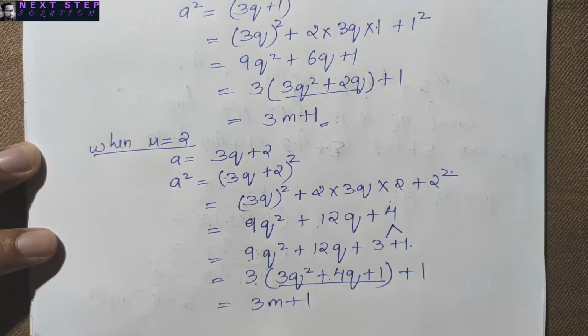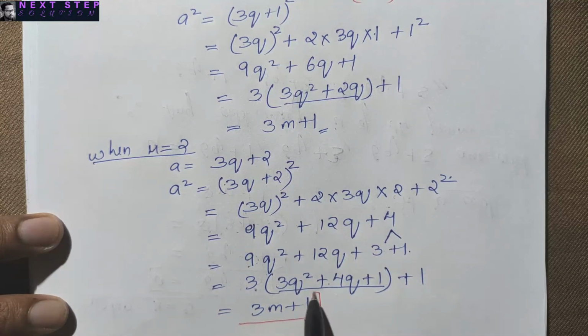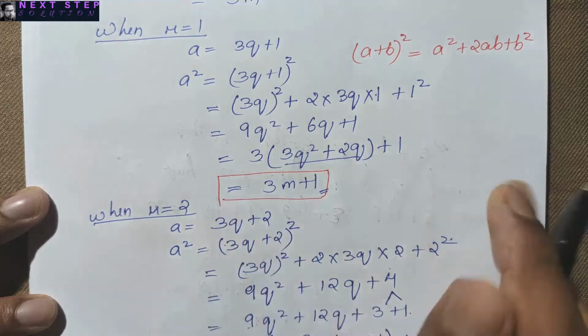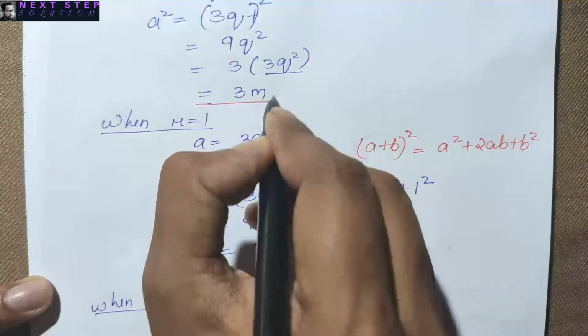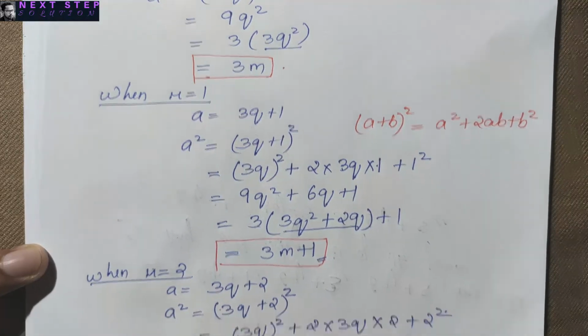Now if you observe, in all the cases we are either getting it as 3m plus 1, 3m plus 1, and here we got 3m. So the square of any number is either in the form of 3m or 3m plus 1, hence proof.